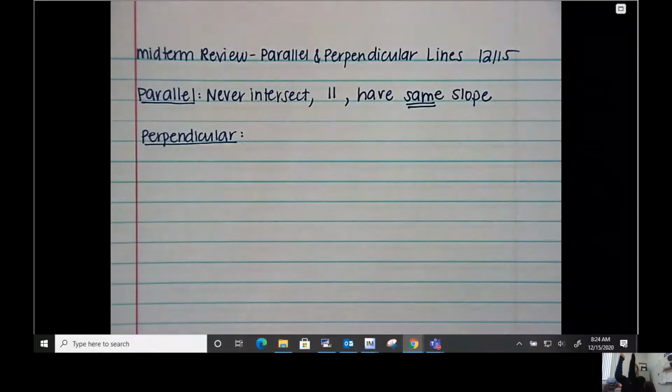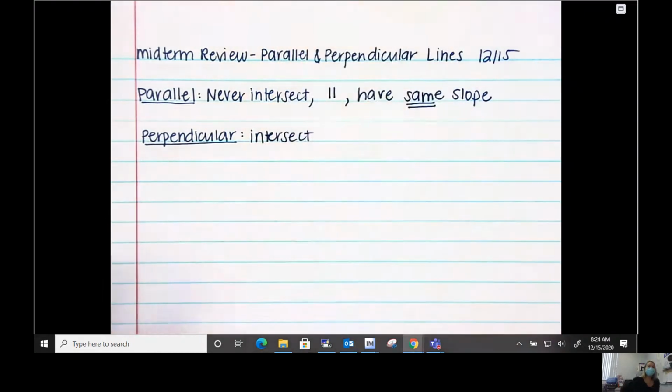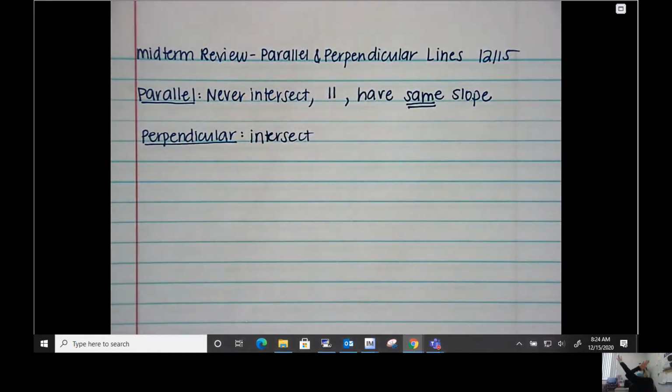Well, that's parallel. Parallel never intersects, right? So they're going on forever and ever. They're never going to touch. If you make a guess, what do you think perpendicular lines do? They do intersect. Yes, they do intersect. And do you remember what kind of angles they make when they do intersect?